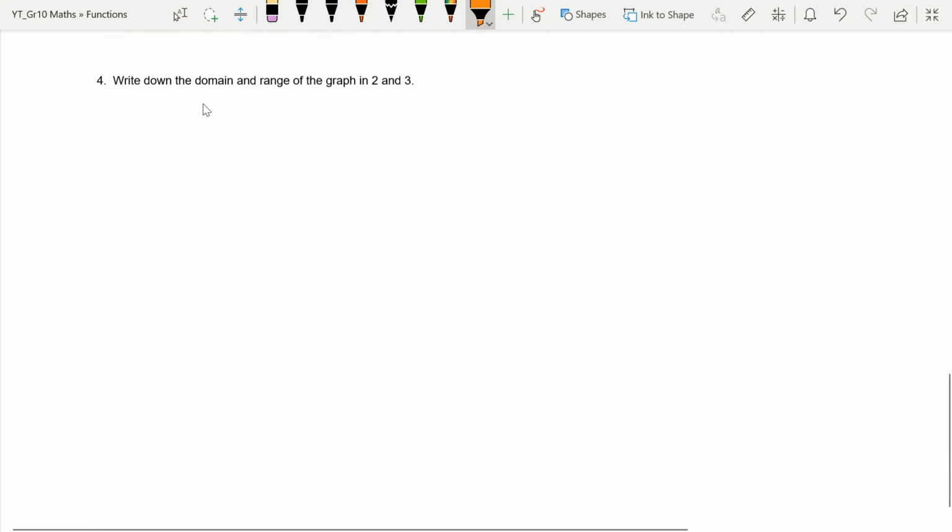Last question. Write down the domain and the range for the graphs in question 2 and question 3. Okay, so we're going to go back to the graph that we drew, and the graph that they gave us, and we are going to give the domain and the range. For the domain, we're going to look at the x values, and for the range, we are going to look at the y values. Let's go.